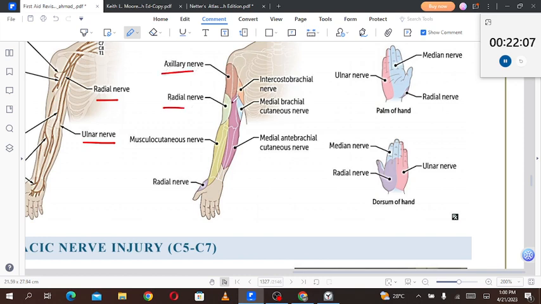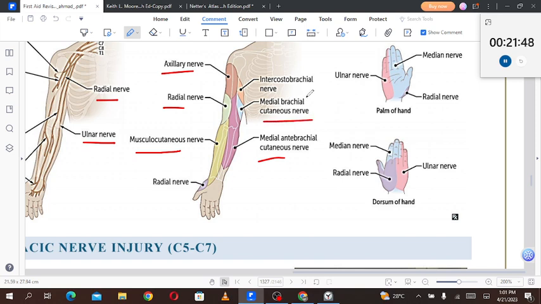The radial nerve supplies the posterior part of the arm, forearm and the hand. So basically the posterior part of the upper limb, and this small chunk in the anterior aspect as well. Then we have the musculocutaneous nerve that supplies the lateral aspect of the arm. Then we have the medial antebrachial cutaneous nerve. Okay. Then the medial brachial cutaneous nerve.